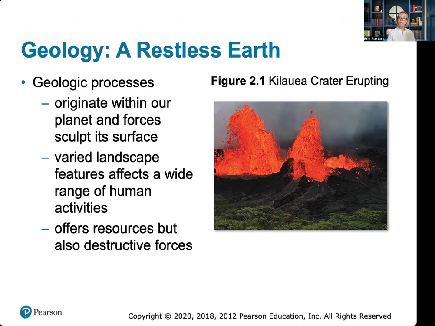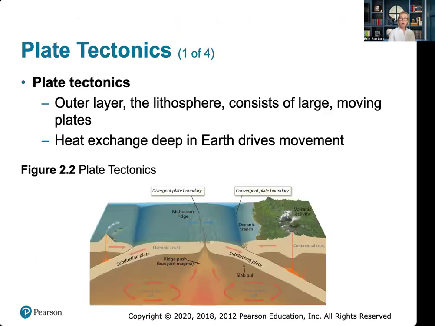Okay, so when we look at the physical geography of a location, we are also considering its geology. Geologic processes shape the Earth's surface, creating its diverse landscape, and this geologic foundation is central to a wide variety of human activities. One of the most fundamental concepts in geology is plate tectonics, and this is a geophysical theory stating that the Earth's surface is comprised of large geologic platforms, which we call plates.